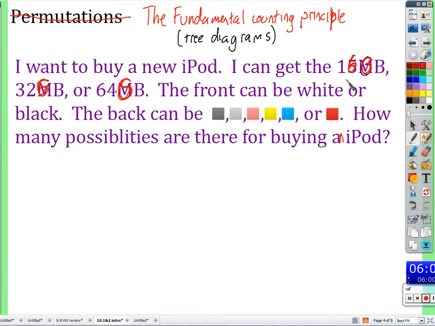36? How'd you get it? There are three ways you can get gigabytes, and there are six ways you can get a byte. There you go, 36. You can get mixed up by the numbers of gigabytes that you can get. Any questions about that at all? Everybody good on there? All right.